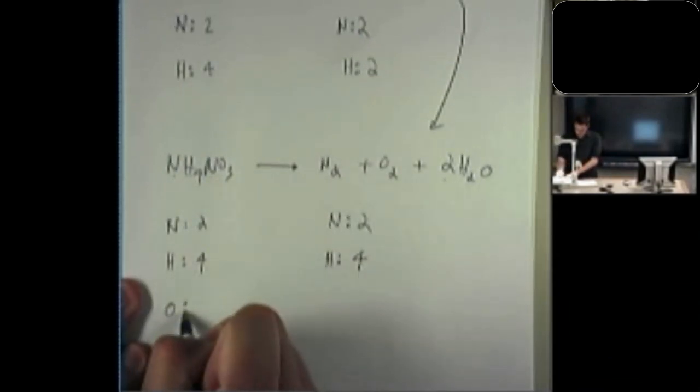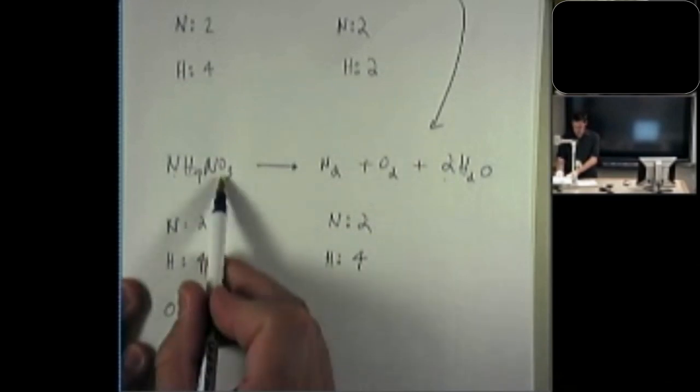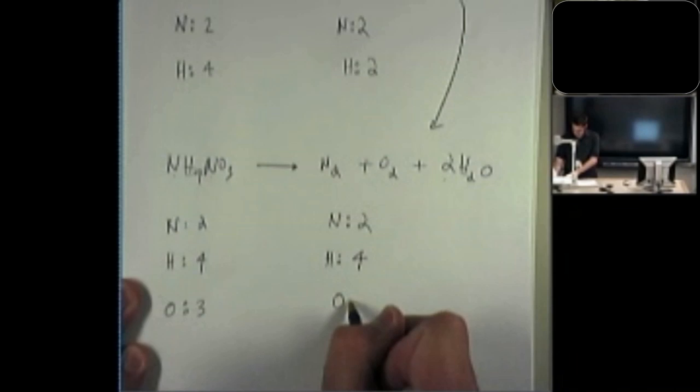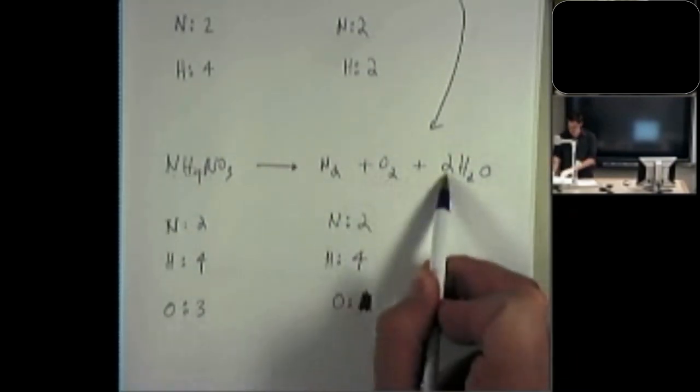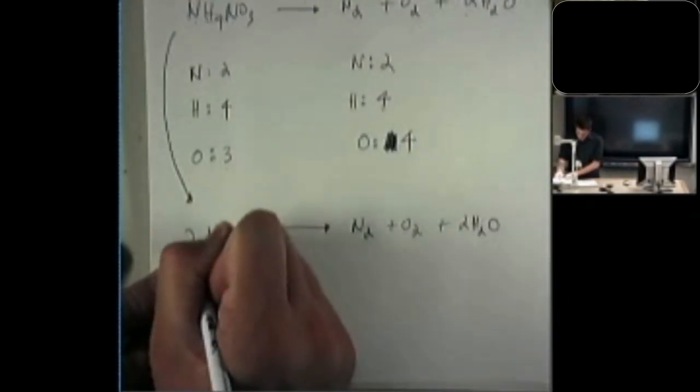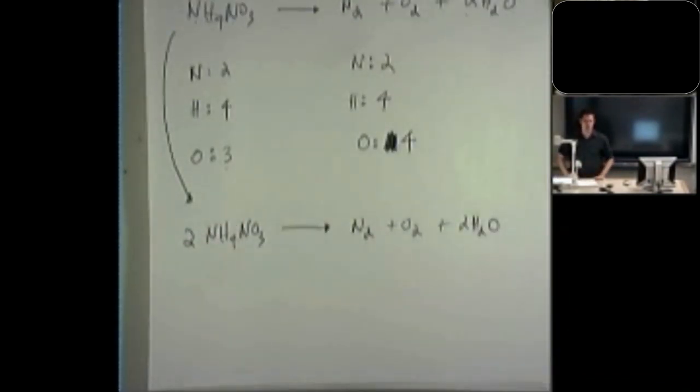Let's look at our oxygens here. My oxygens on the left, I've got 3 oxygen atoms. And on the right, I have 2, and then this 2 gets multiplied all the way through. So indeed, you are correct. I have 4. How in the world can I fix that? I think what we're going to do is we're going to add a 2 in front of this.